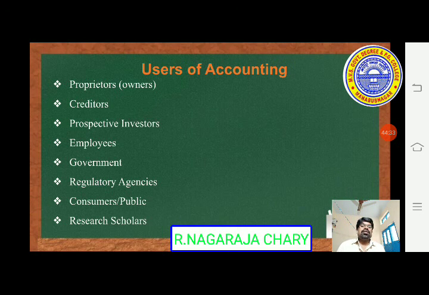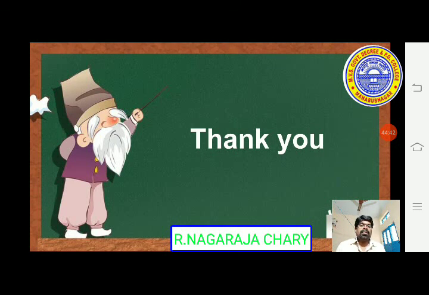So these are the users. Among these users we may have internal users and external users. Okay, got the point? Okay, thank you.